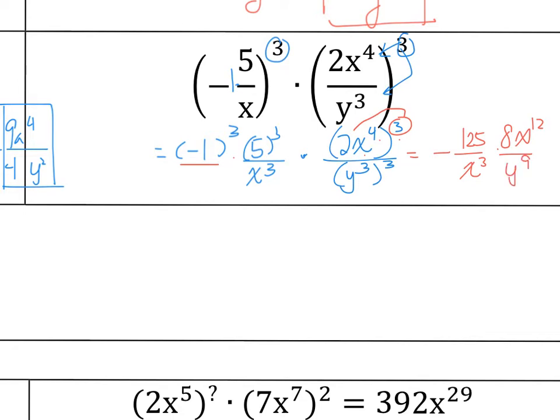Now I can simplify x cubed with x to the 12th power by canceling out x cubed in the denominator. And in the numerator, it will be x to the 9th power. So your answer will be negative 125 times 8 is 1,000 x to the 9th power all over y to the 9th power.